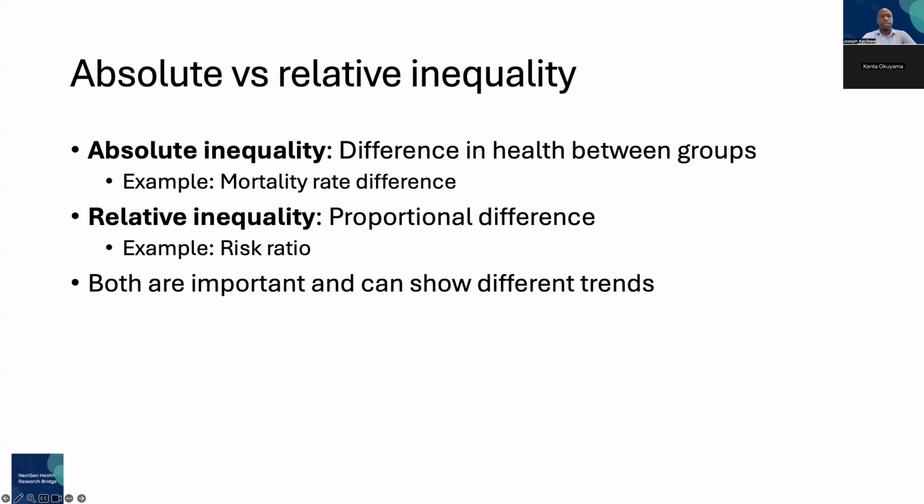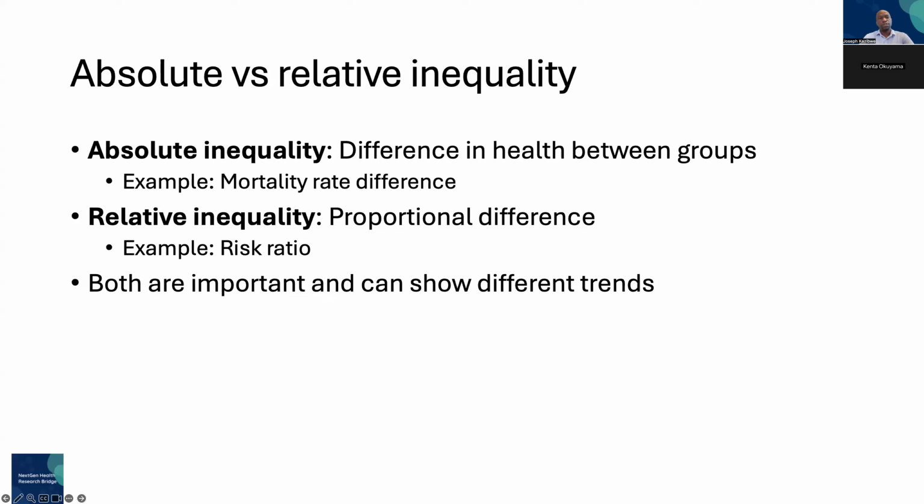So in terms of types of inequalities, inequalities could be looked into as absolute or relative inequality. With absolute inequality, as the word goes, we look at the differences in health between groups. And this is using absolute measures. So for example, mortality rate differences amongst groups.